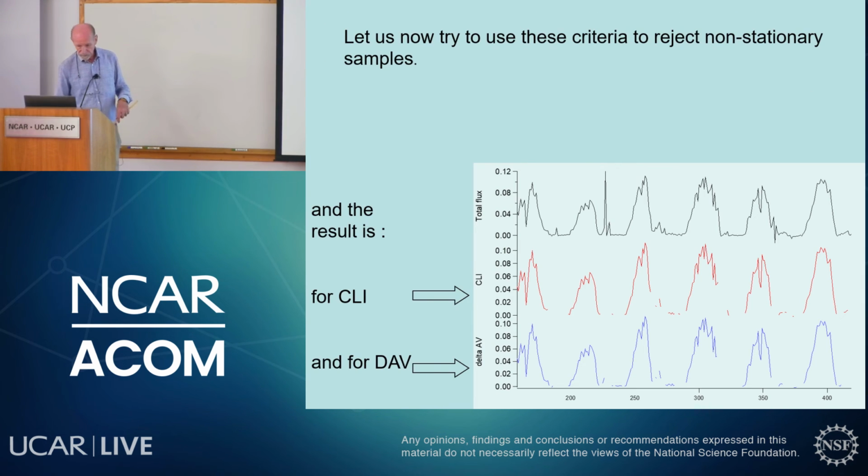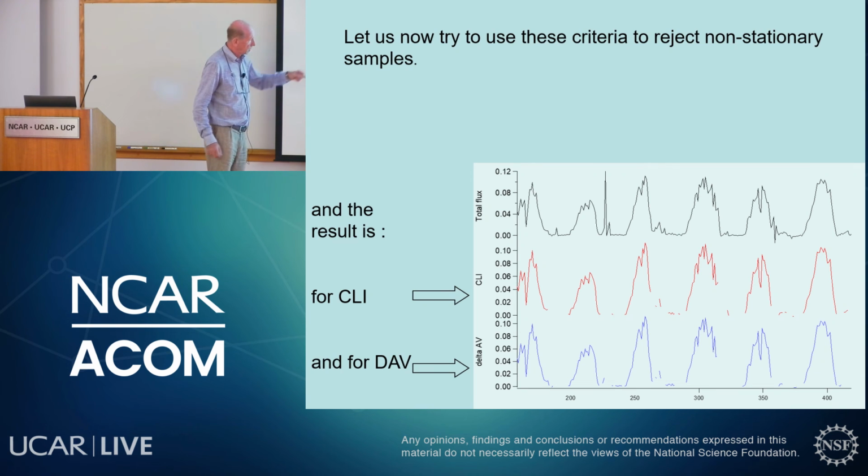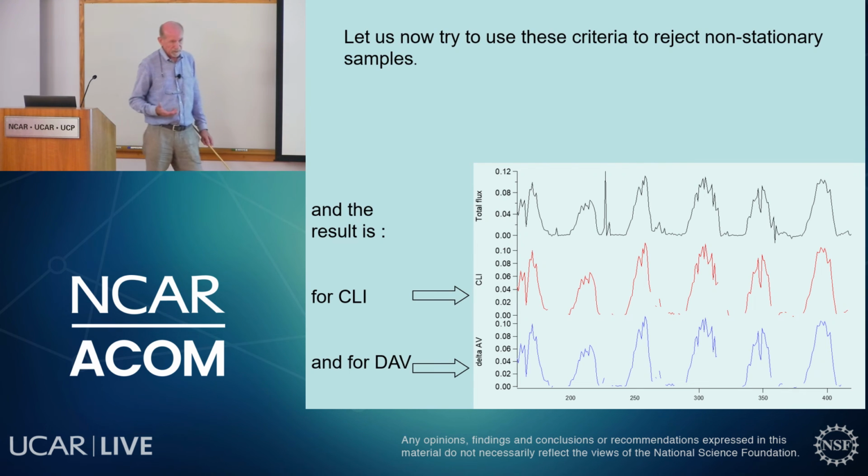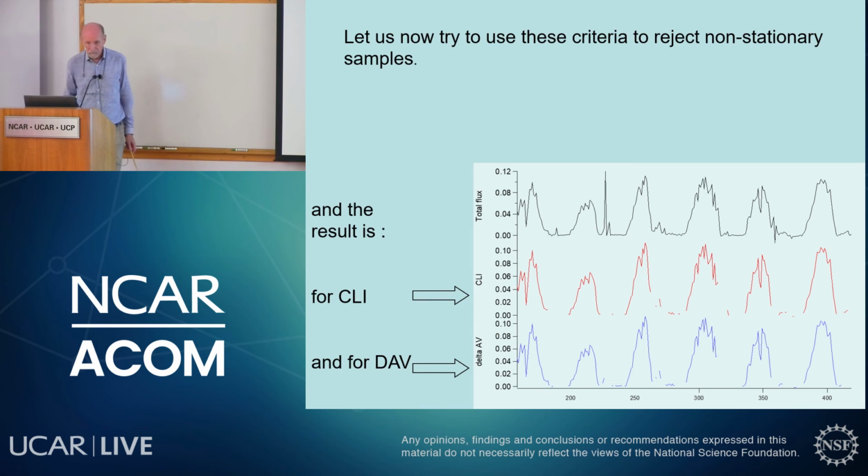And as you can see, this curve is the heat flux, the total heat flux during a period. You eliminate it with the CLI and you eliminate it with the DAV. And all these periods more or less correspond. That means that these criteria seem to be reasonable.